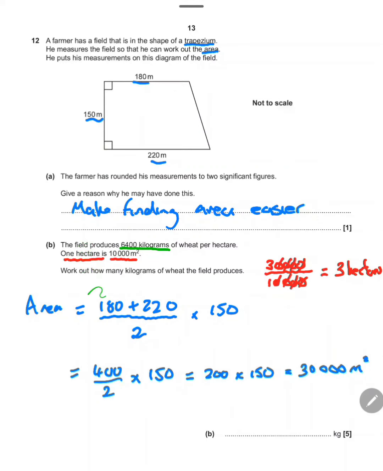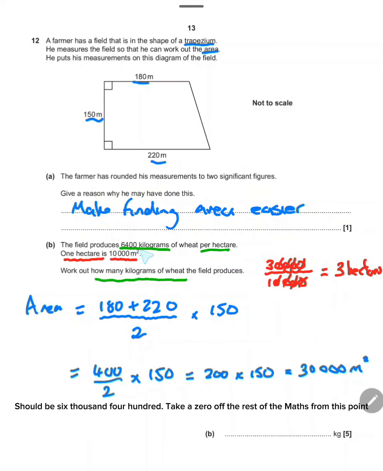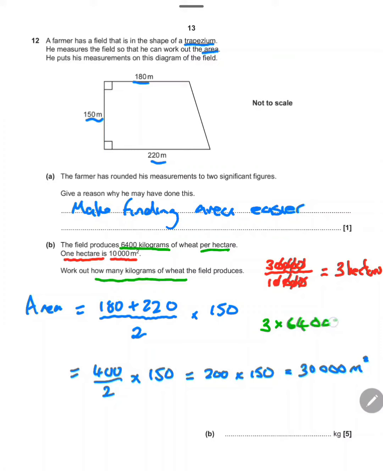Final part of the question, we're looking for how many kilograms of wheat. Well, each hectare produces 6,400 kilograms, and we've got 3 hectares, so we're going to do 3 times 6,400. 3 times 60 is 180. 3 times 4 is 12. This comes out at 192. That's the 180 plus the 12. And then 3 zeros on the end. 192,000 kilograms.